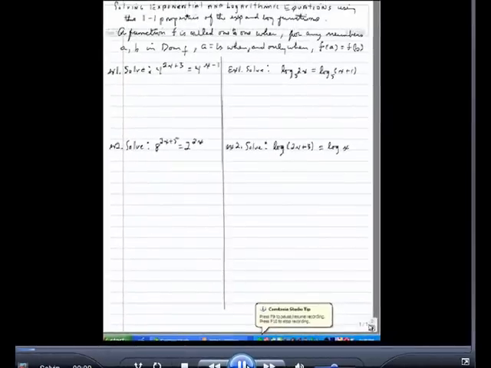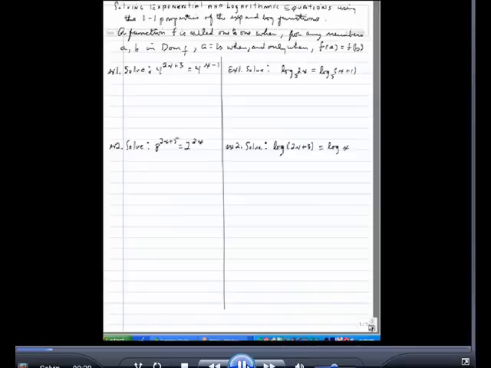Welcome to the first video on solving exponential and logarithmic equations. In this video we'll look at the simplest method of solving exponential and logarithmic equations, which is solving by using the one-to-one property of the exponential and logarithmic functions.